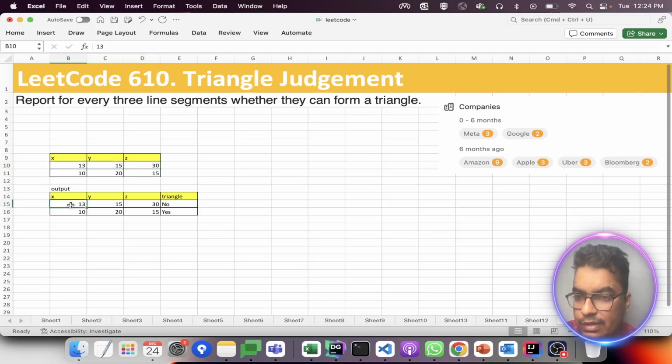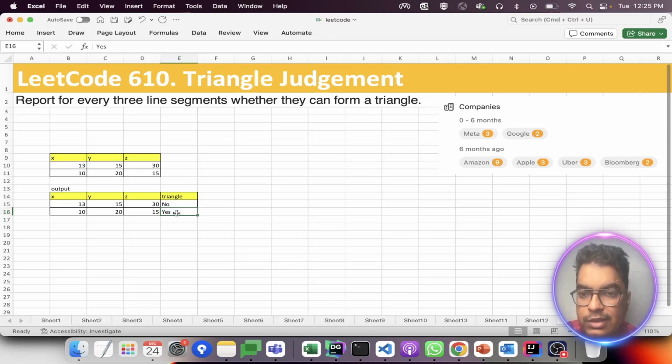For example, these three sides do not represent a triangle, so we have to add another column in the output with the name triangle and say no. These three sides of a triangle do represent a proper triangle, and that's why it's saying yes. First of all, we need to understand what constitutes a triangle.